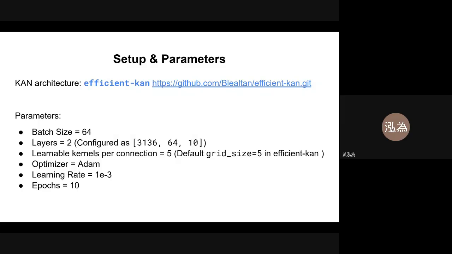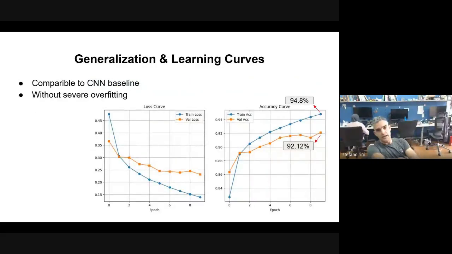To strictly control the computational cost and follow the guideline, we limited the CAN network depth to 2 layers with the shape 3,136 to 64 to 10. Furthermore, we kept the number of learnable kernels per connection to 5 by using the default grid size, ensuring the problem remains tractable. Of course, it's very heavy.